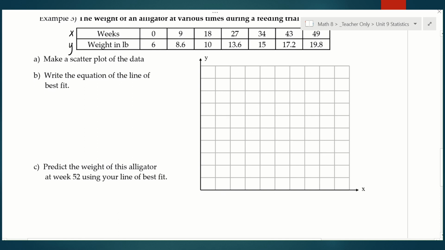So we're going to label weeks on our x-axis, and we're going to label weight on our y-axis. We have to go basically from 0 to 49. So what do we got here? 1, 2, 3. We have 10 boxes. So this is 0. Should work out if I'm counting by 5s. There we go. And then our weight has to go from 0 to, let's say, 20. And if this is also 10, 1, 2, 3, 4, 5. Yep, we can count by 2s.